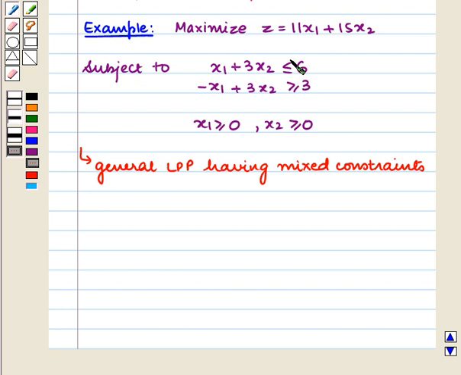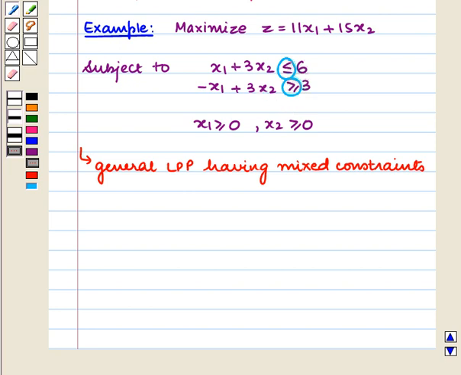Here, one constraint has a less than equal to inequality and the second constraint has a greater than or equal to inequality. Now we will discuss how to solve this type of linear programming problem.